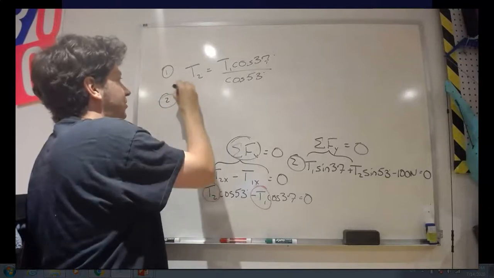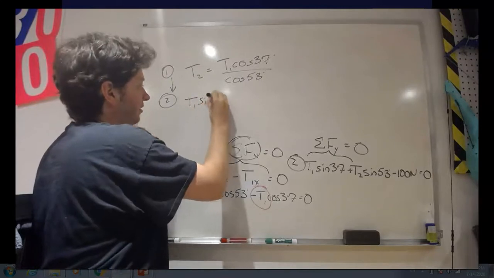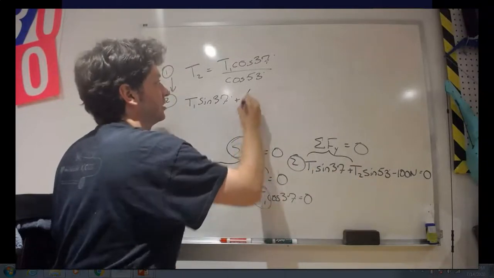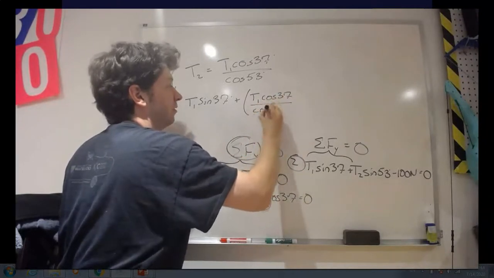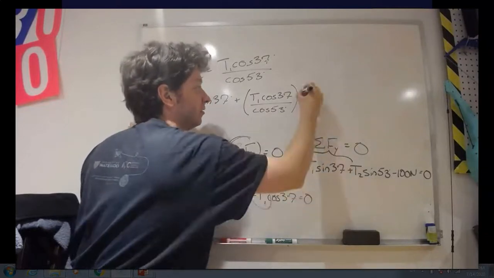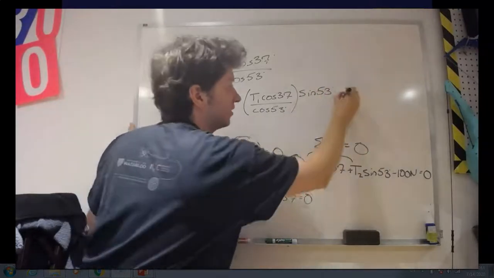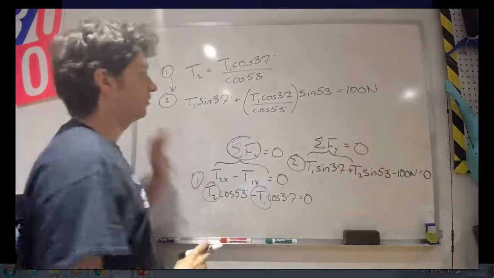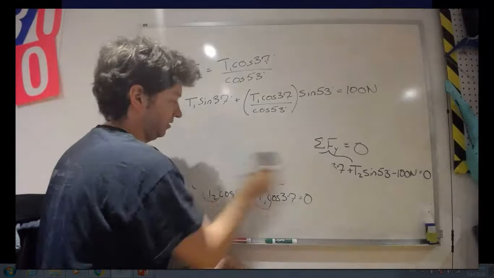Now subbing that into equation 2, we have t1 sine 37 from here plus t2, but t2 is just t1 cos 37 over the cos of 53. All times by the sine of 53. And then minus 100 newtons. Or I can write equals and bring 100 newtons to the other side of the equation as a positive value. So now I have one equation with one unknown. Just going to erase these. I'm running out of room again.